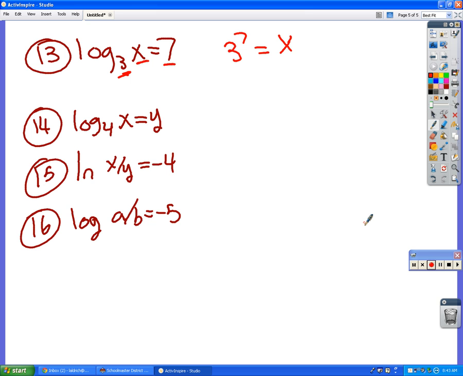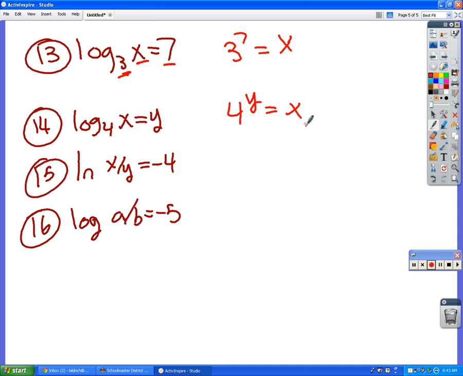So what's the answer to number 14? 4 to the y equals x. Can't solve it, got 2 variables, so you're done. Well, you could solve 13. Yeah, 13, I said you could either leave it as 3 to the 7th or you could ask your calculator what that is. Either one's fine.